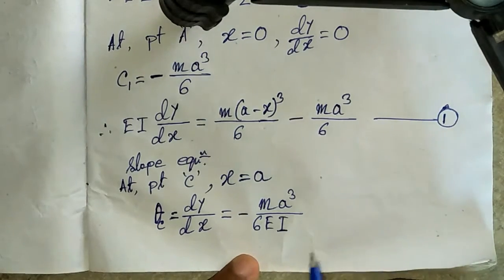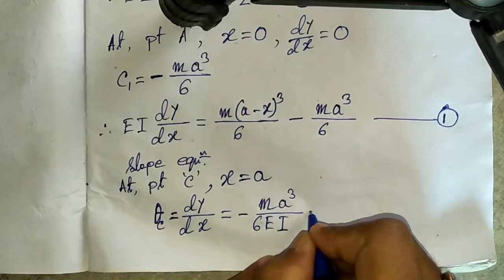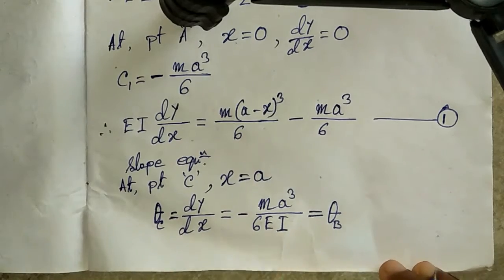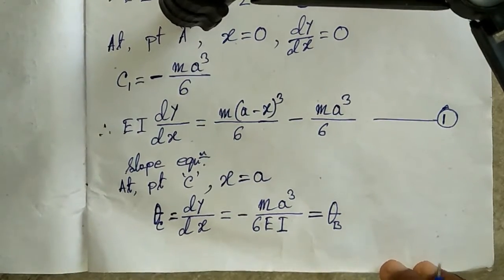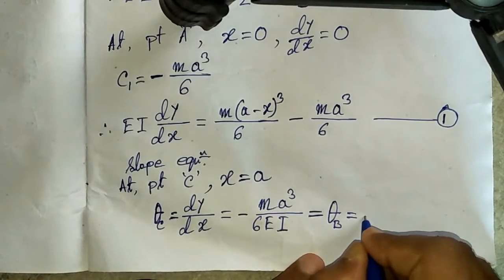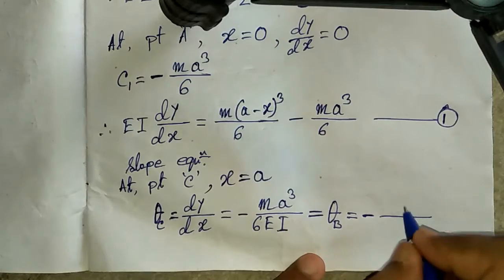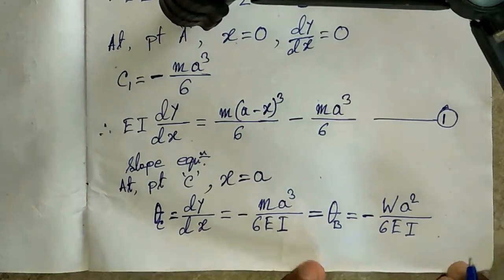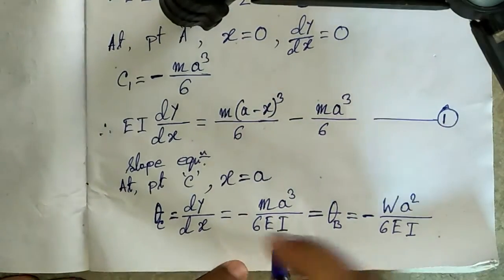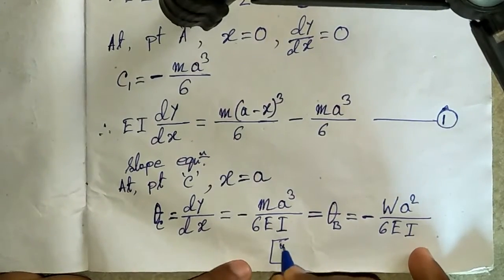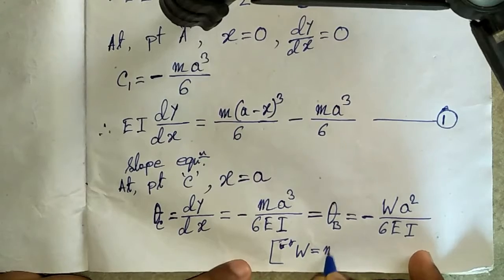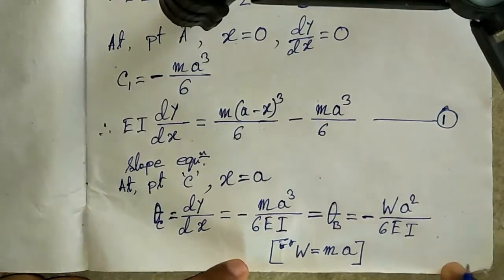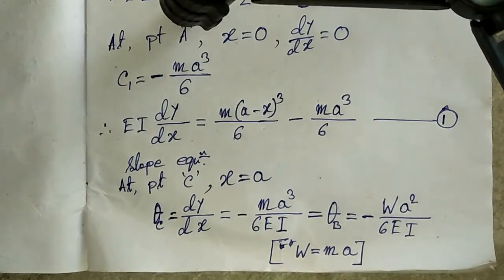Also we can write that this is equal to theta B, that means the slope at point B is equal to the slope at point C. Also we can write that it is equals to minus W a square by 6 EI, where W is the total load, and W equals UDL, uniformly distributed load, M into the length a. That is W a square by 6 EI.